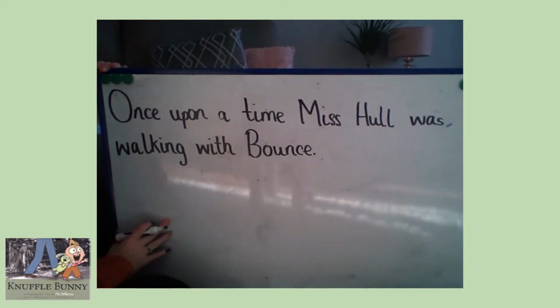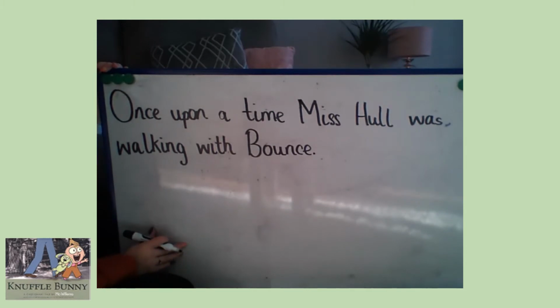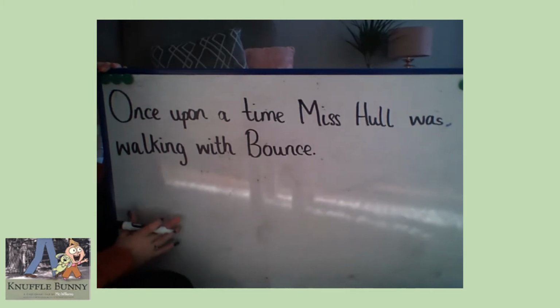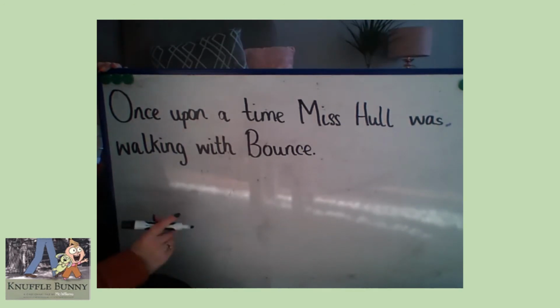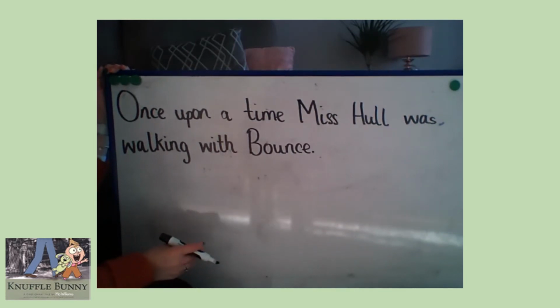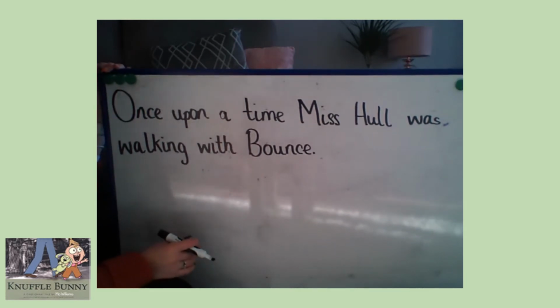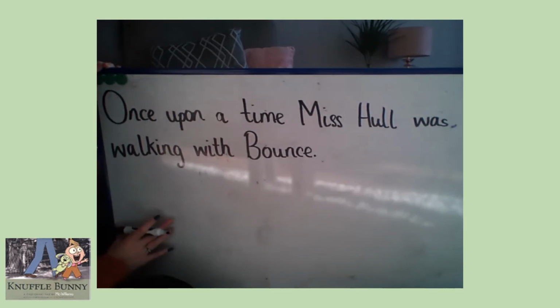So we've all written our very first sentence. We've all written about our main characters in our story. Now it's time to say where we are going. So in my story, I was on my way to the park. You might be on your way to the shop. You might be on your way to the pumpkin patch. Wherever you are going, now is the time to tell our audience in our story.